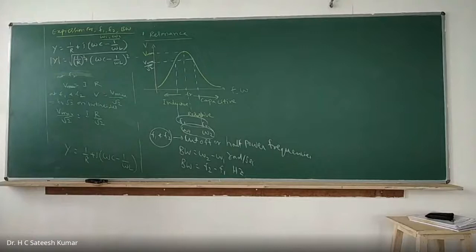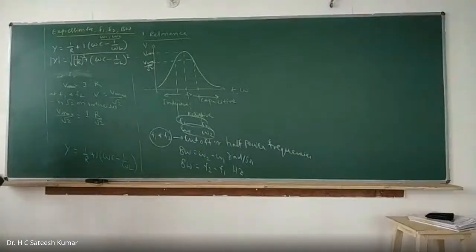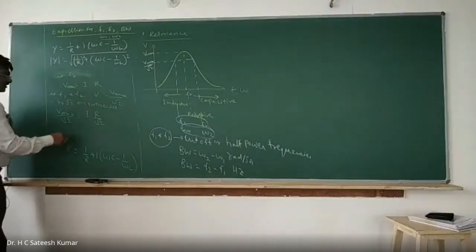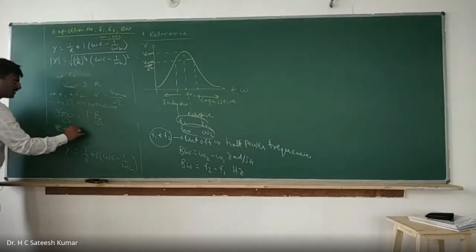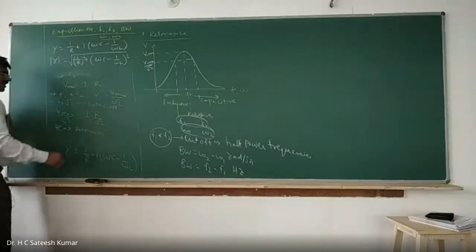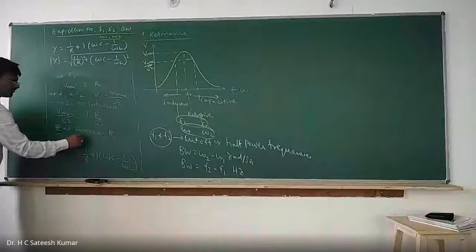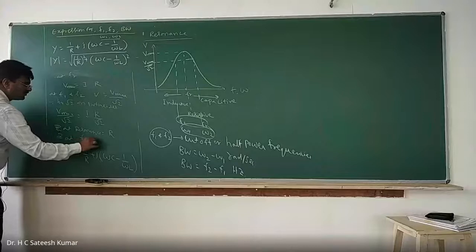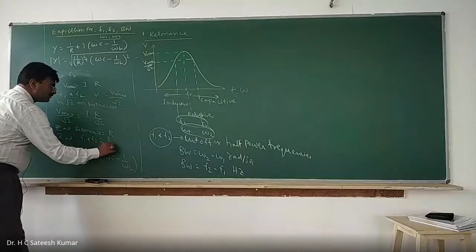Okay, that means the voltage is reduced by a factor root 2 and the resistance is reduced by a factor root 2. So therefore, you can write the impedance: impedance Z at resonance is R. Z at F1 and F2 is equal to R by root 2.